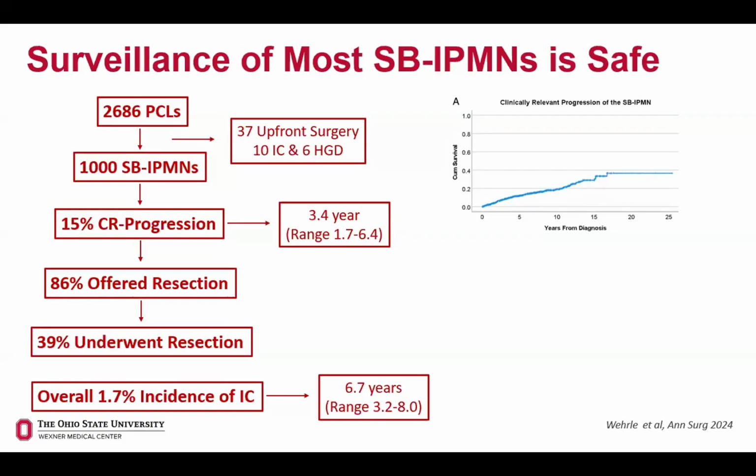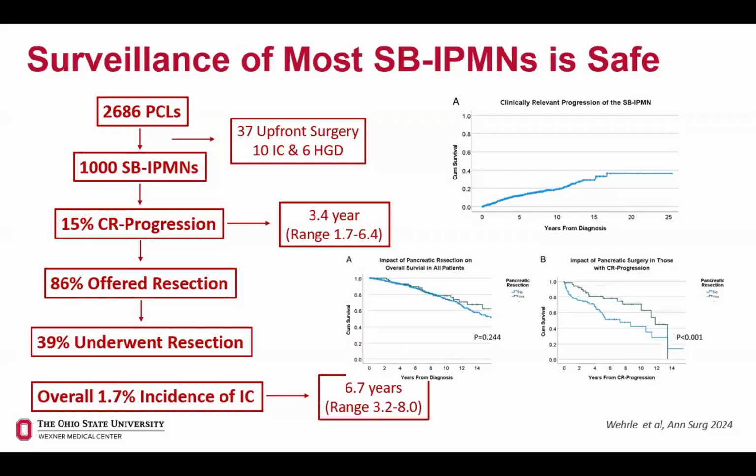In that 15% cohort, 86% were offered resection and 39% underwent resection. And overall, they found in this 1,000 patient cohort a 1.7% incidence of invasive carcinoma that occurred at a mean 6.7 years later. And interestingly, more than half, the majority of those patients that developed cancer, were in a location of the pancreas other than the cyst.